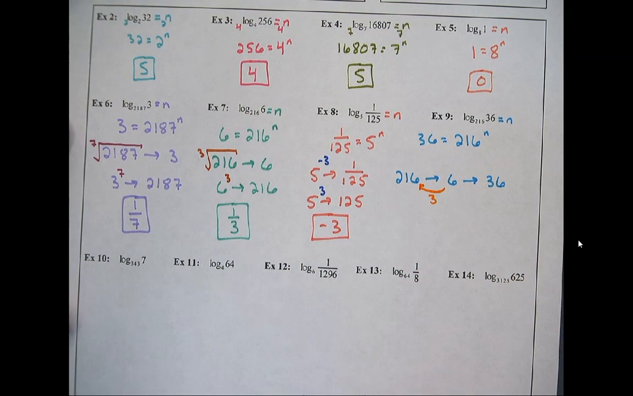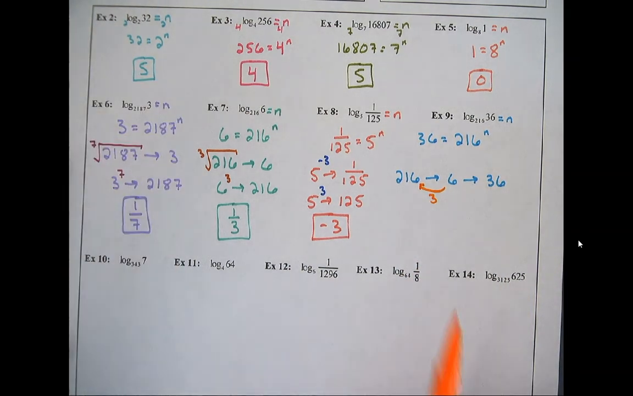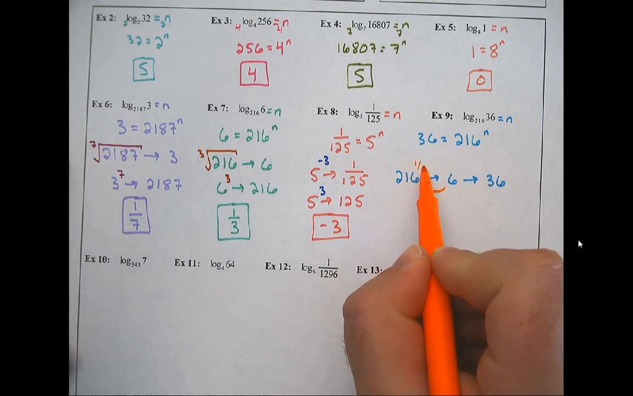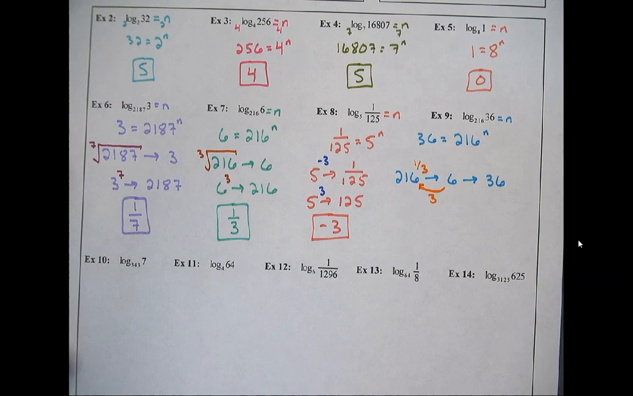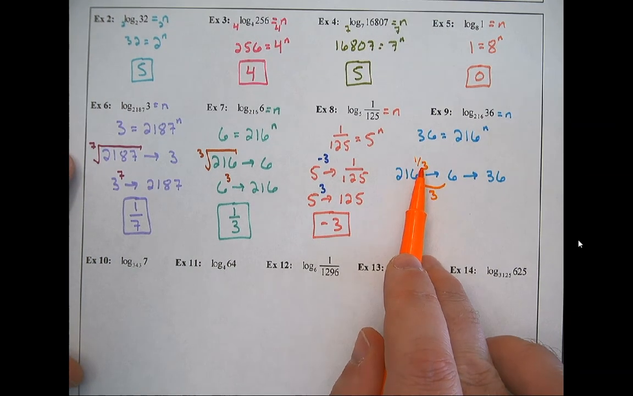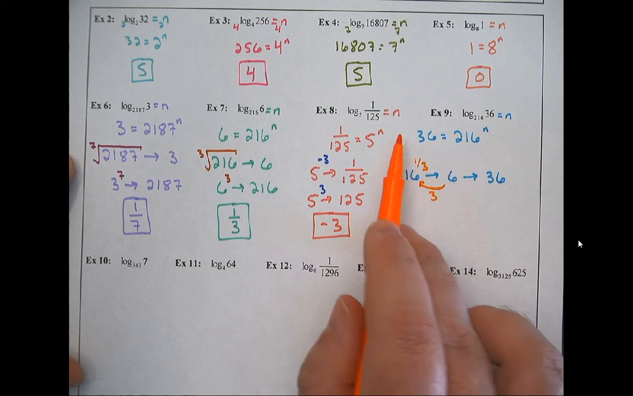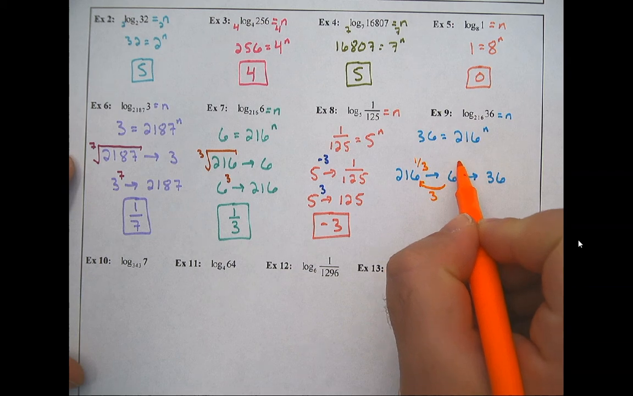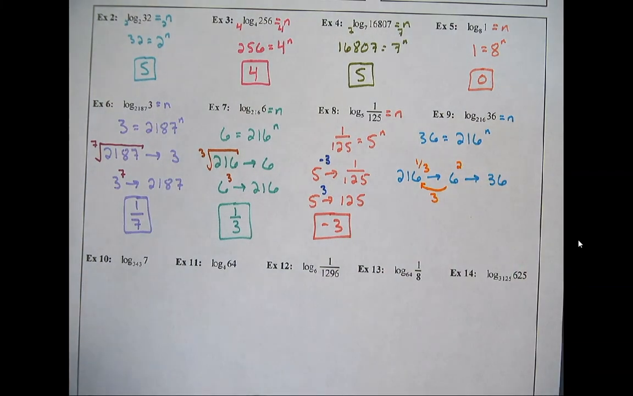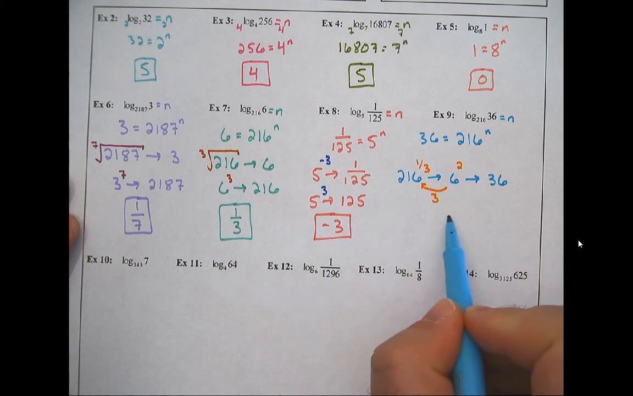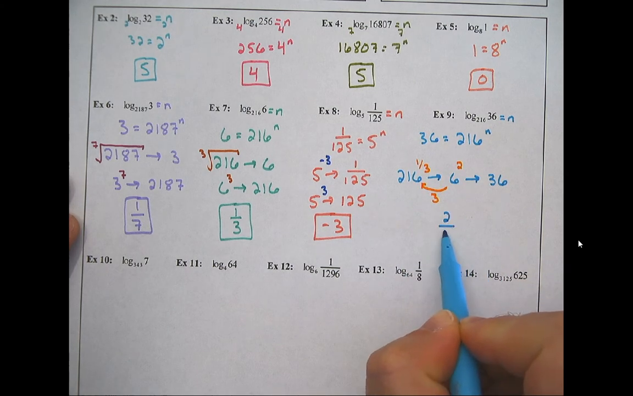6 cubed is 216. So 216 to the what would turn into 6? 216 to the 1/3, because that's the same as cube root, right? So if I go 216 to the 1/3, that would make it into a 6, but I don't want a 6, I want a 36. So 6 to the what would make a 36? 6 squared would make a 36, and then I'm going to take those two together. 1/3 times 2 ends up being 2/3.